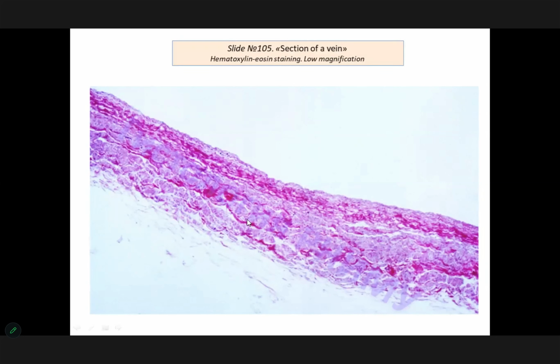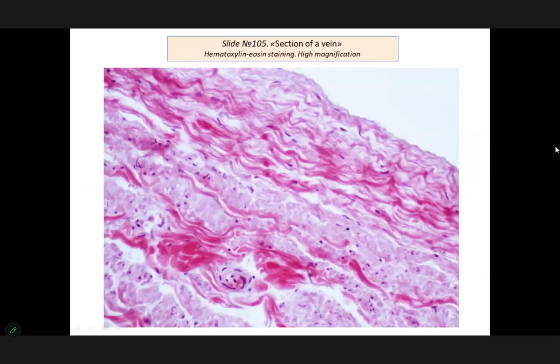In tunica media, in all the vessels, the smooth muscle cells are located circularly, but when we have smooth muscles in intima or adventitia, there smooth muscles are located longitudinally along the axis of the blood vessel. It's how it looks like in a high magnification: tunica intima, tunica media, and tunica adventitia with cross-sected bundles of smooth muscle cells. And this one is the vasa vasorum.